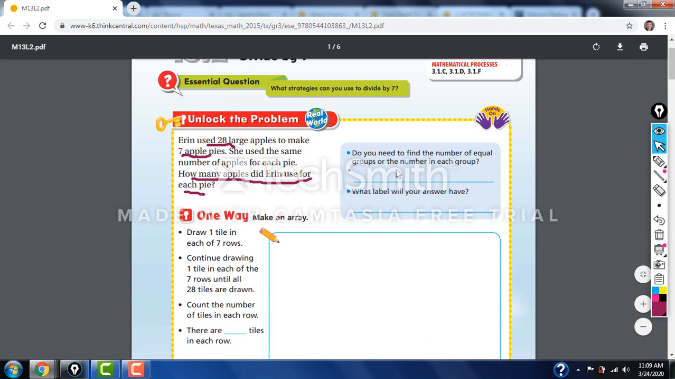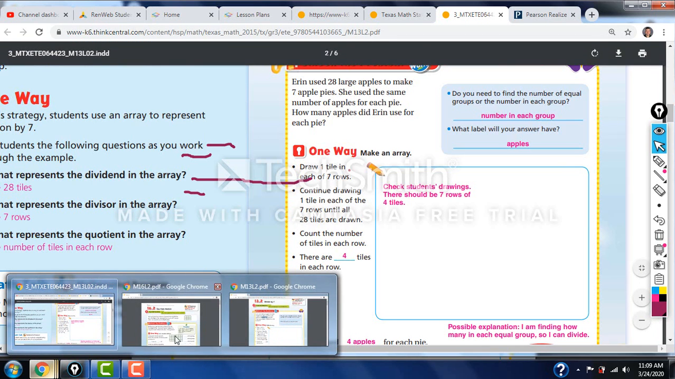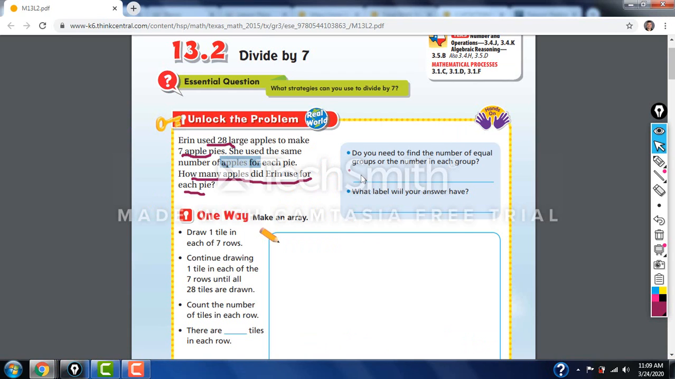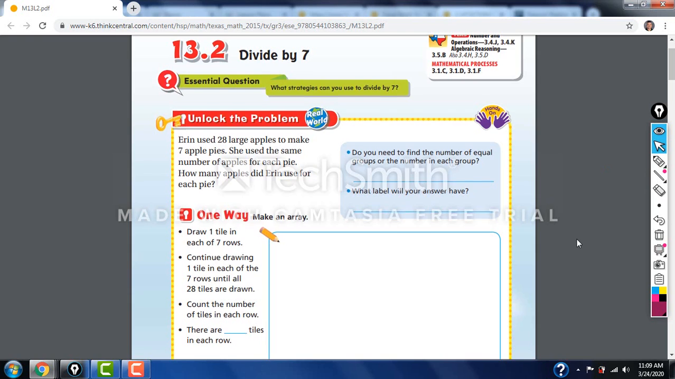Okay, we're back, and we're taking a look at the questions right here. Your label should be what? What are we looking for right here? It should be apples. What do you need to find, the number of equal groups or the number in each group? You want to find the number in each group. So you should have here the number in each group. Again, your label should be apples.